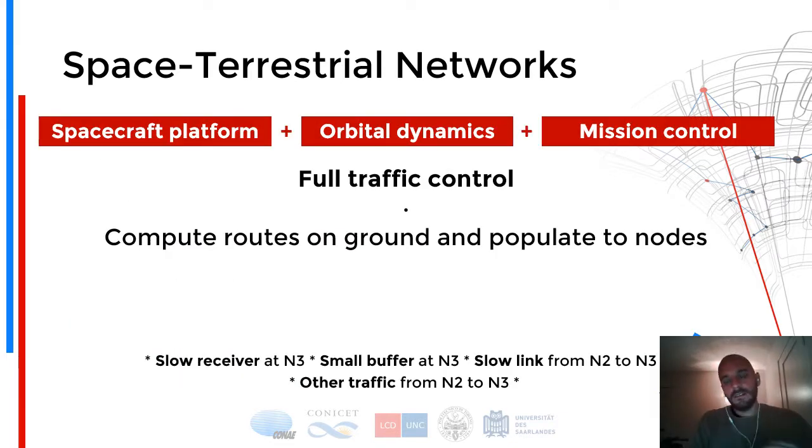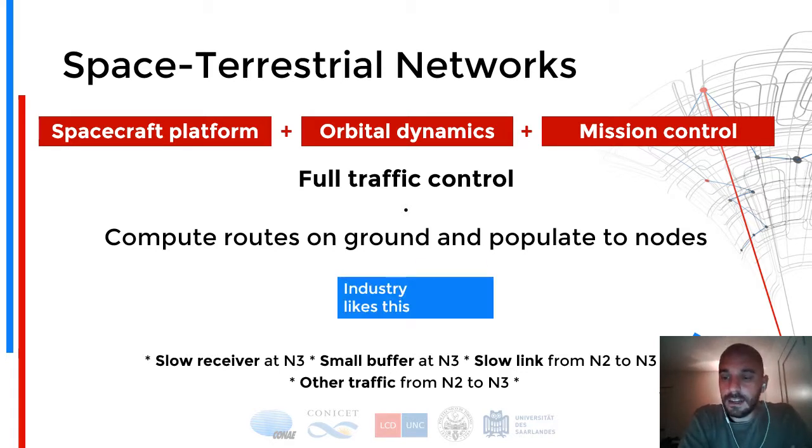So combining all three elements of STN, one can think of a full traffic control approach, where all routes and all paths that the data is going to follow in the network are calculated on ground and then populated to nodes so they can execute the forwarding based on this very tight and strict control from ground. And this approach not only solves the issue of slow receivers, small buffers, and stalled links, but also the issue of sharing the resources with other traffic, because a centralized decision is taken on ground, and therefore you can coordinate which traffic flow is going to use which resource in space at any given moment. So this is a good solution as it solves basically any of the problems.